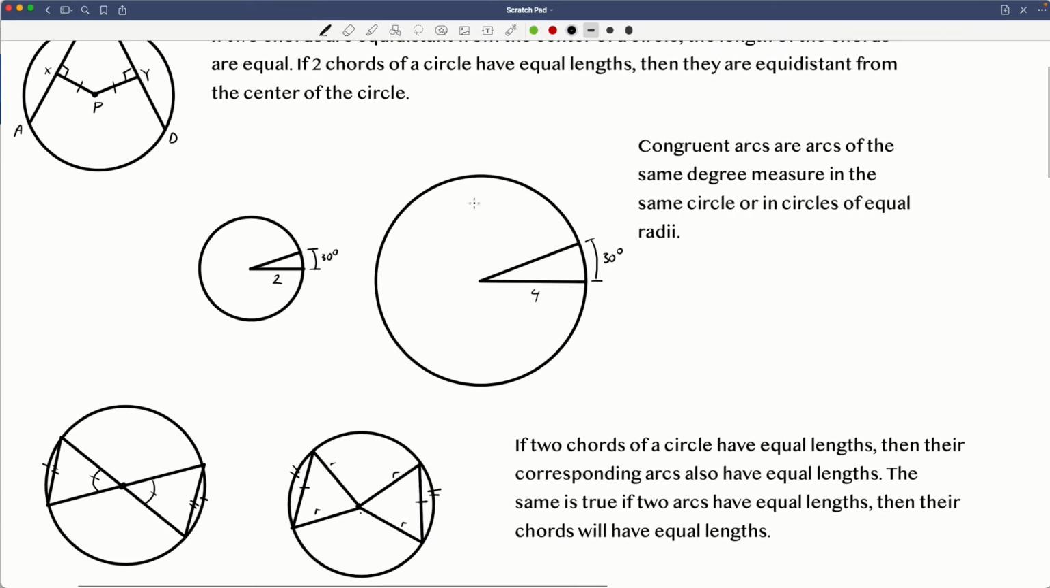Now let's talk about congruent arcs. Congruent arcs are arcs of the same degree measure in the same circle or in circles of equal radii. So these two, even though the arcs' degree of measure are the same, the length is different, because this has a radius of 2 and this has a radius of 4. So they're not the same in measure. Even though they have the same degree of measure, they are not the same length. So in order for an arc to be congruent in length, it has to be the same degree of measure in the same circle or in another circle that has the same radius.